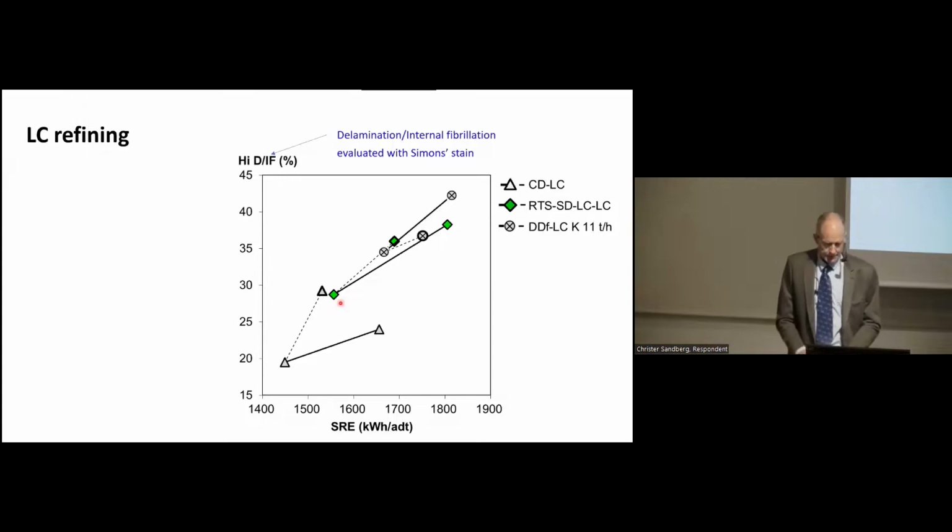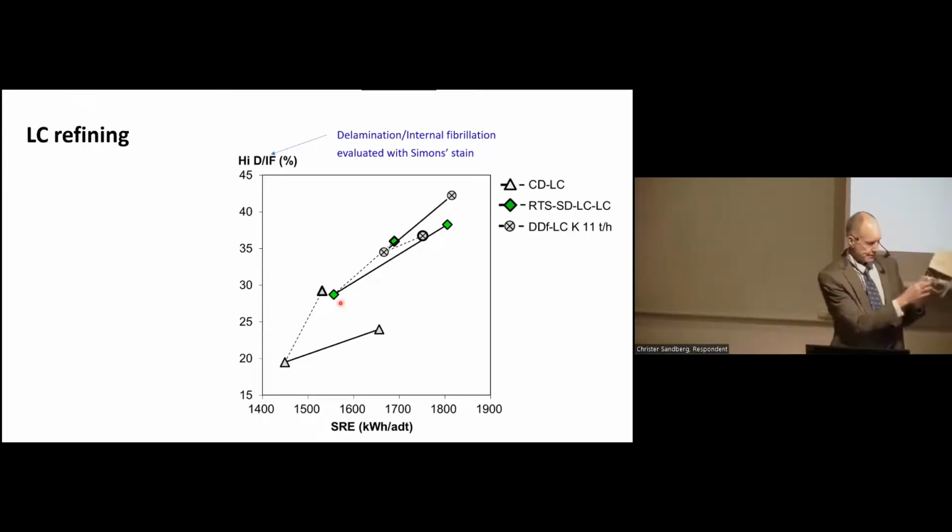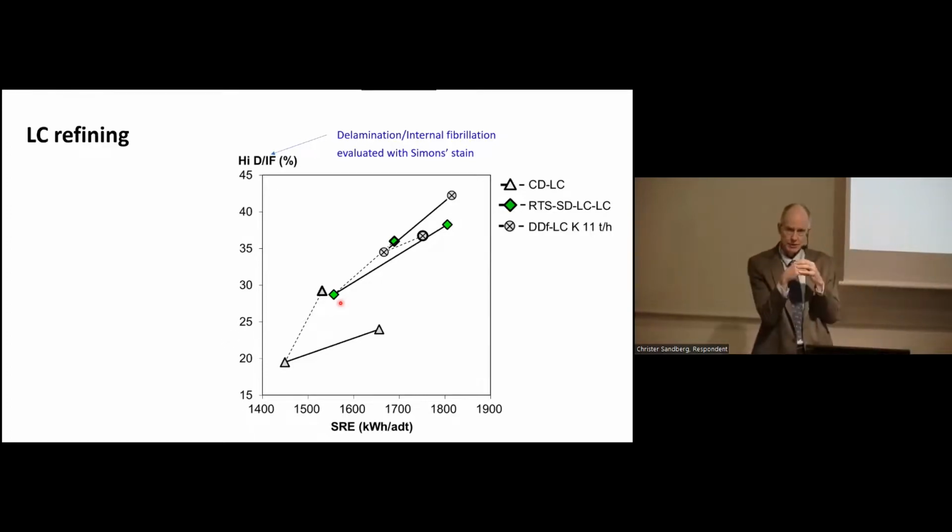So in this investigation, that's paper 5, we had the RTS refiner and the 2 refiners from Kvarnsveden, and we measured internal fibrillation, not external. External fibrillation is the threads going out from the fiber, but you can also have internal fibrillation, which is micro cracks in the fiber wall. And you can measure that with the staining technology.